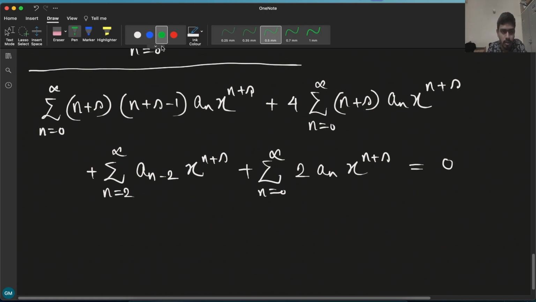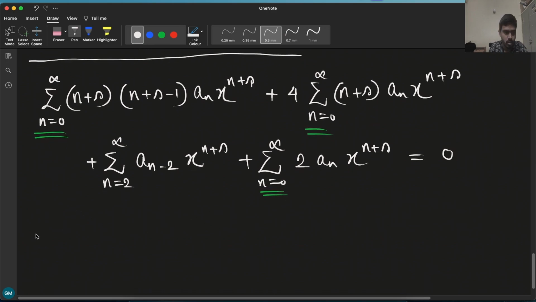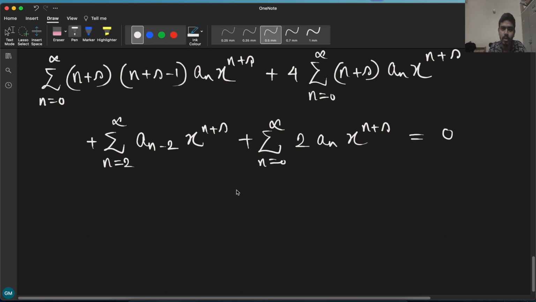In all the series, x has the power n plus s, but we still cannot put them together because this series is starting from n equals 2, and all the other series are starting from n equals 0. So we need to do something so that all the series start from the same number. I can put these 3 terms together, because all of them start from n equals 0 and have x to the power n plus s. That's what I will do now in the next line.